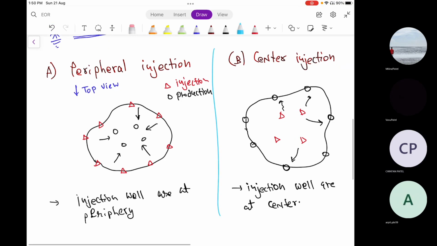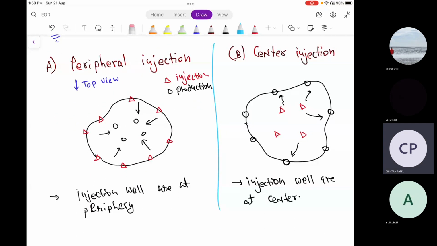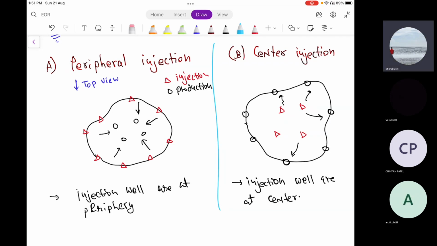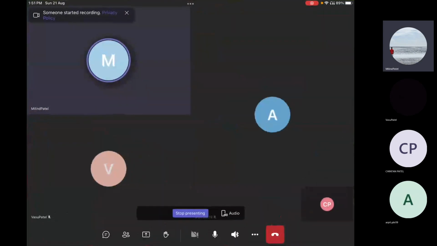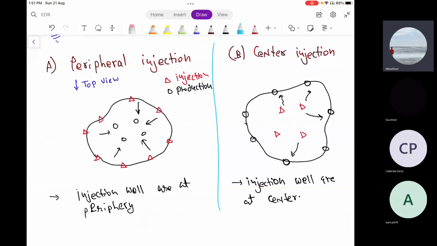So can you tell me which one is more suitable in case of water flooding or gas flooding, between peripheral and center? I think, sir, peripheral injection is better. What is the reason? Because, sir, if we are injecting around the periphery, the water and the gas will try to move to the production side itself. But in the center injection, there will be a chance that it will not reach there. The water and gas we are injecting may or may not reach the production well.